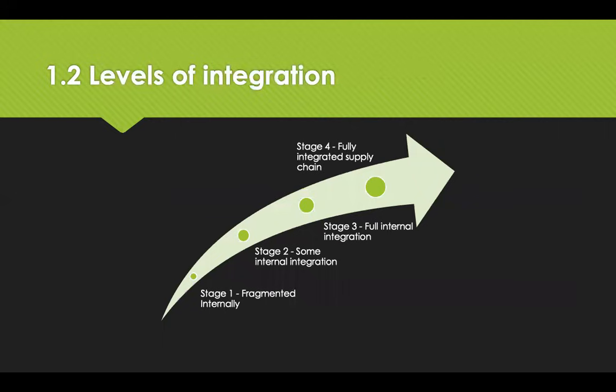And there are many models that seek to explain the levels of supply chain integration. So for example, Stevens identified 4 stages. Stage 1 is fragmented internally, stage 2 is some internal integration, stage 3, full internal integration, and stage 4, fully integrated supply chain.